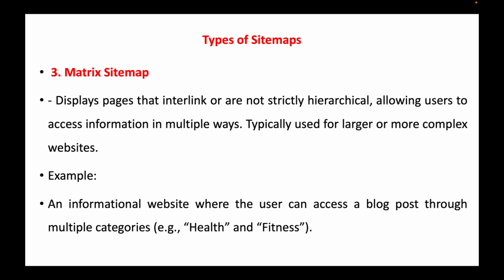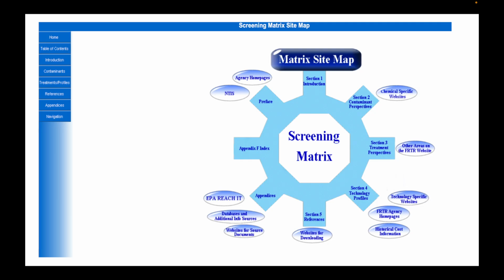Third, matrix sitemap. Example, informational website where the user can access a blog post through multiple categories. Example, health and fitness. So a matrix sitemap will have a central matrix which around it is arranged with different sections. Section 1, introduction. Section 2, contaminant perspectives. Section 3, treatment perspectives. Section 4, technology profile. Section 5, references and appendices.